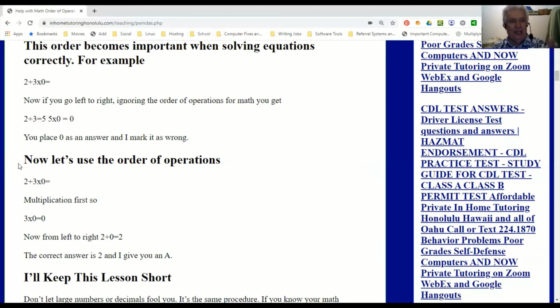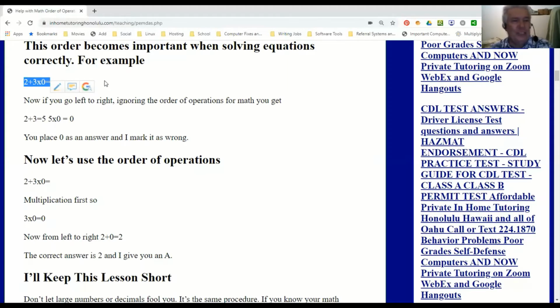Like some of you already know what 2 plus 3 times 0 is. Some of you will be surprised when you look at the answer, and in that case, give me a call. But anyway, the order of operations becomes important when you're working with, I would say, 3 or more numbers with different operations such as multiplication, division, plus, minus, etc. So let's take a quick look at this problem right here.